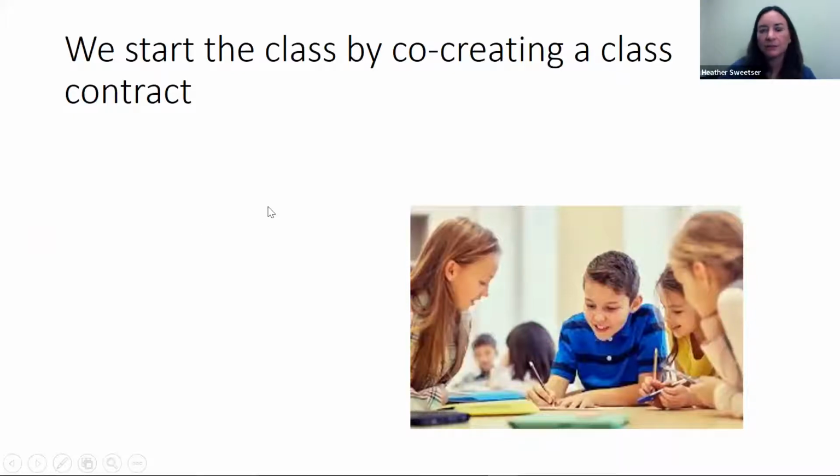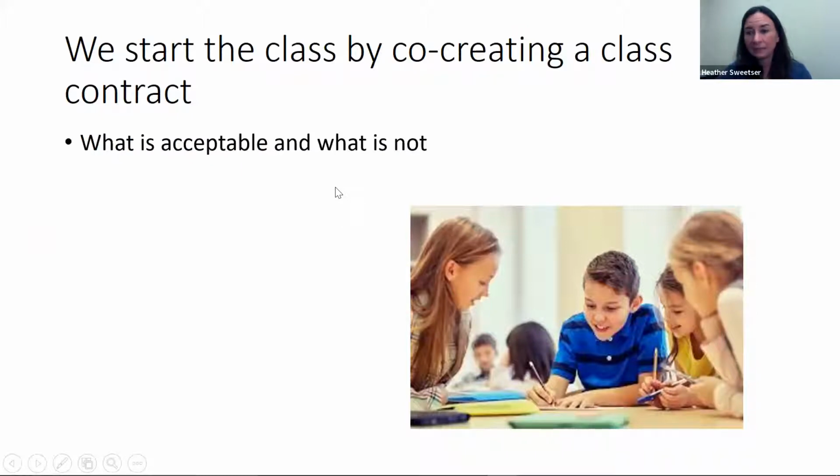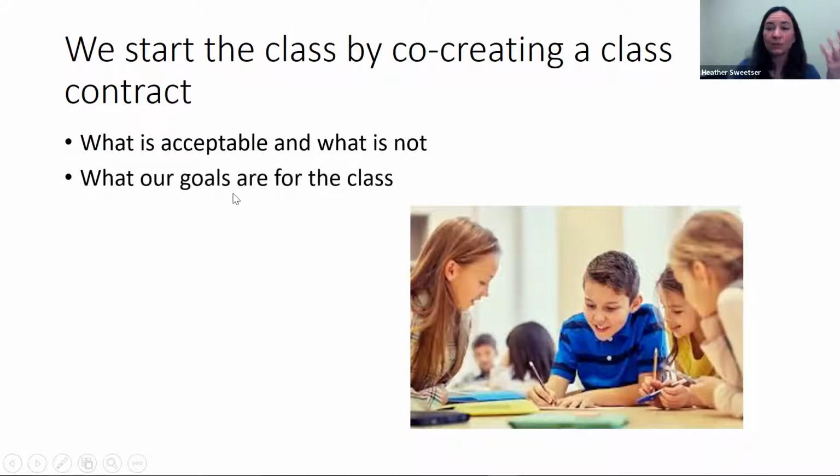So we start also by co-creating a class contract, basically saying what's acceptable and what's not, what our goals are for the class, what we want to learn, and maybe what we don't want to learn, which is always a good question too. My advice, if you want to do the same thing, is to keep it simple. Don't get into the weeds of exactly the topics to talk about or not. I think the class contract is more important when we get into politics, and not necessarily for every topic, but it reminds students that they are the ones who are responsible for their own learning as well. So what do they want to learn? And what do they expect of me as a teacher?